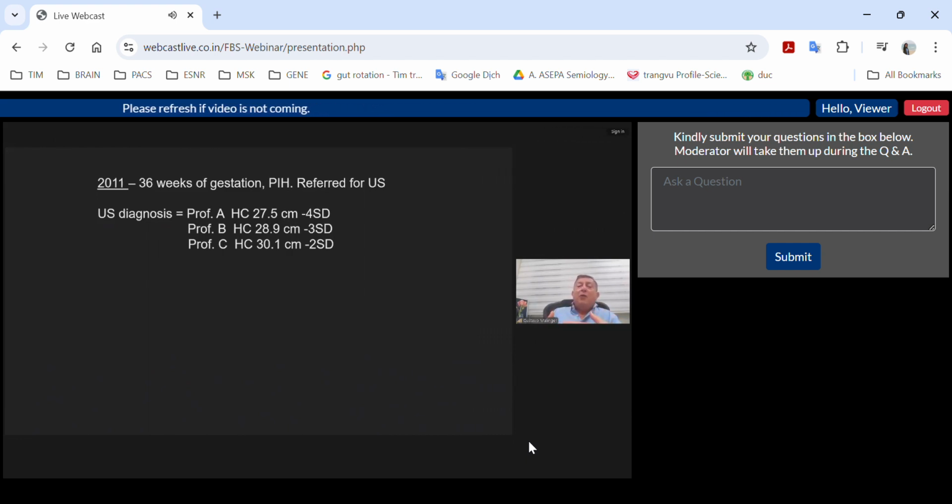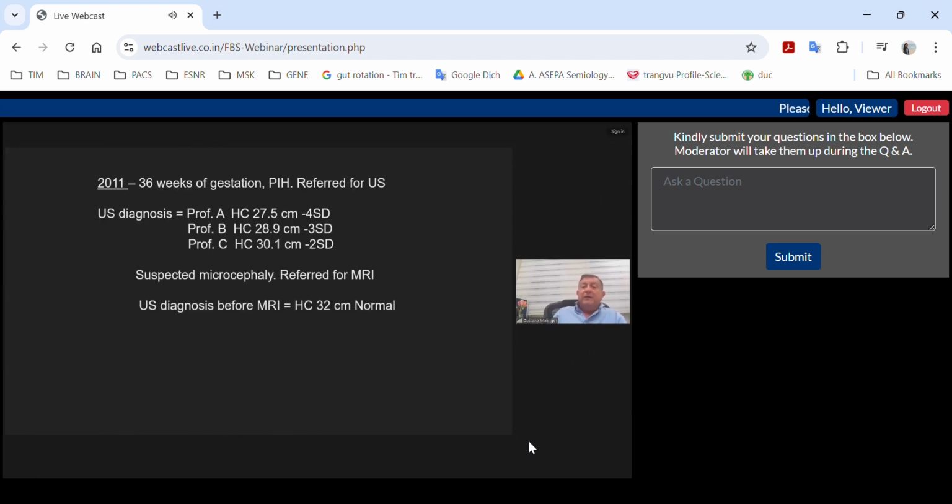Now, another problem is how you measure, and this is a quite old case. The patient was referred to me at 36 weeks of gestation. She suffered from pregnancy-induced hypertension, and the ultrasound diagnoses in a hospital were very, very different. One of the professors measured -4 standard deviations. The second professor measured -3 standard deviations. The third professor measured -2 standard deviations. And I saw the patient. The head circumference was completely normal, 32 centimeters at 36 weeks. All the measurements were correct.